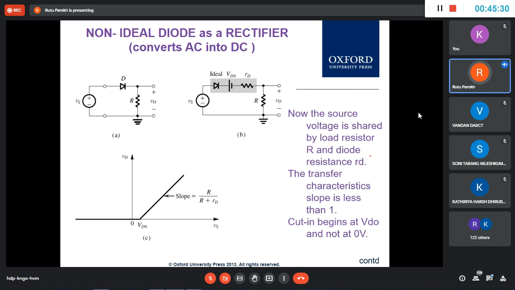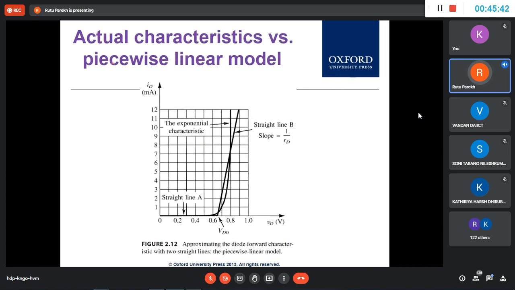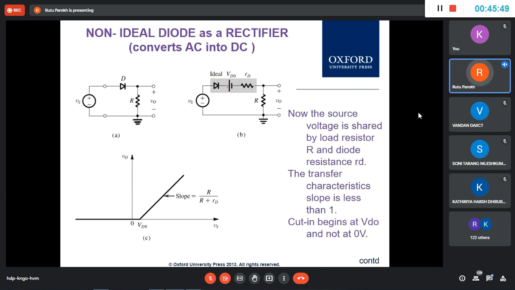Now to do that, you have this diode. When we are applying it, we will use the piecewise linear model, which is near to your real diode. The diode is depicted by this, and this is your output voltage. If you plot the transfer curve, with input voltage and output, this is VD0. This shows your RD term, which is changing. And this is your V0, which is developed across this load R.